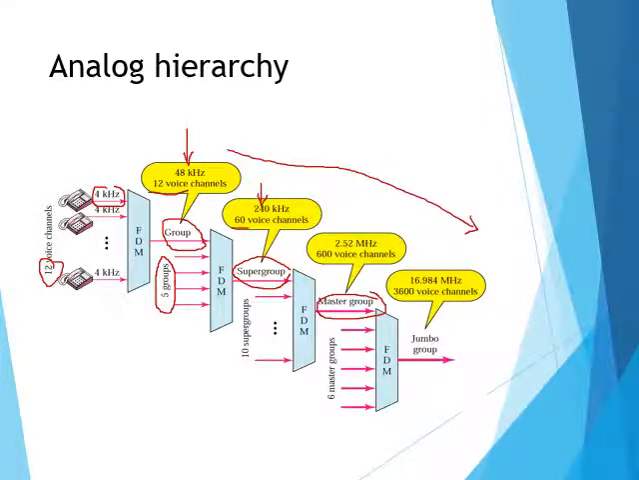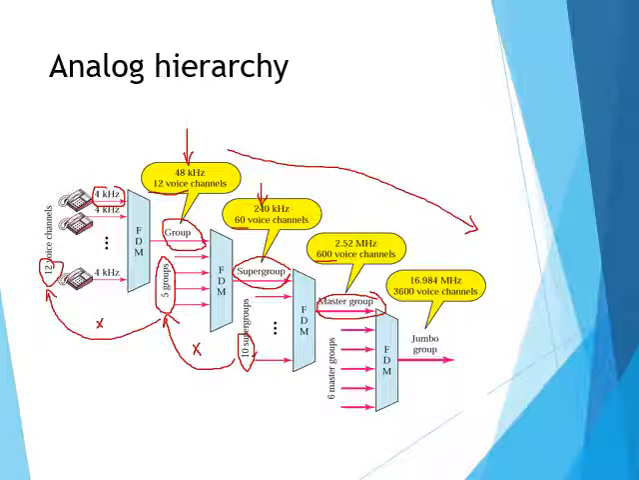The next one is the master group. A master group consists of 10 supergroups. So 10 supergroups equal 600 voice channels. To get this 600: 10 times 5 times 12 equals 600 voice channels.